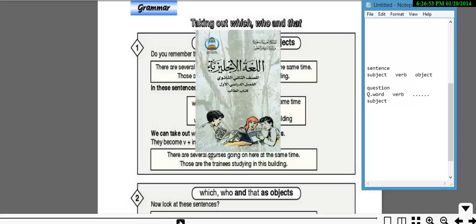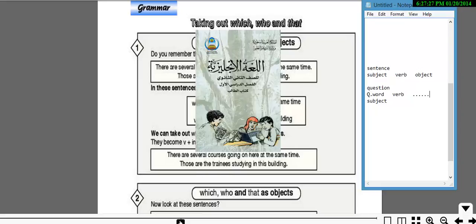There are several courses going on here at the same time. Those are the trainees studying in the building. Okay, so the difference between these two sentences and those on the top is that you've got which and who used there, and they're not used here, in the second box. And if you try to remove them, it doesn't really make much difference in the sentence. You can still use it the same way, but you just need to make some changes.